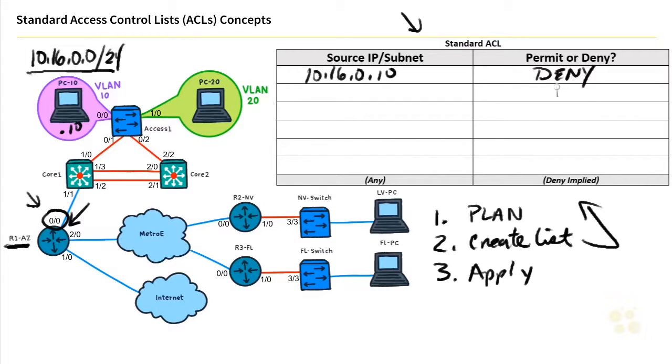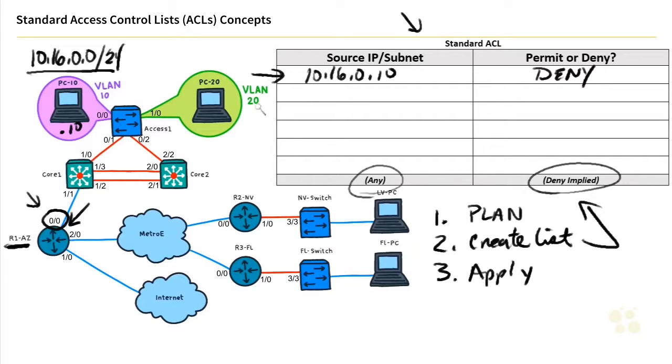Now, my question is, before we apply this to the interface, I want you to notice this right here at the very bottom, this implicit deny. If we create an access control list with one line in it that says deny, and then we apply it to an interface, everything's going to be denied.